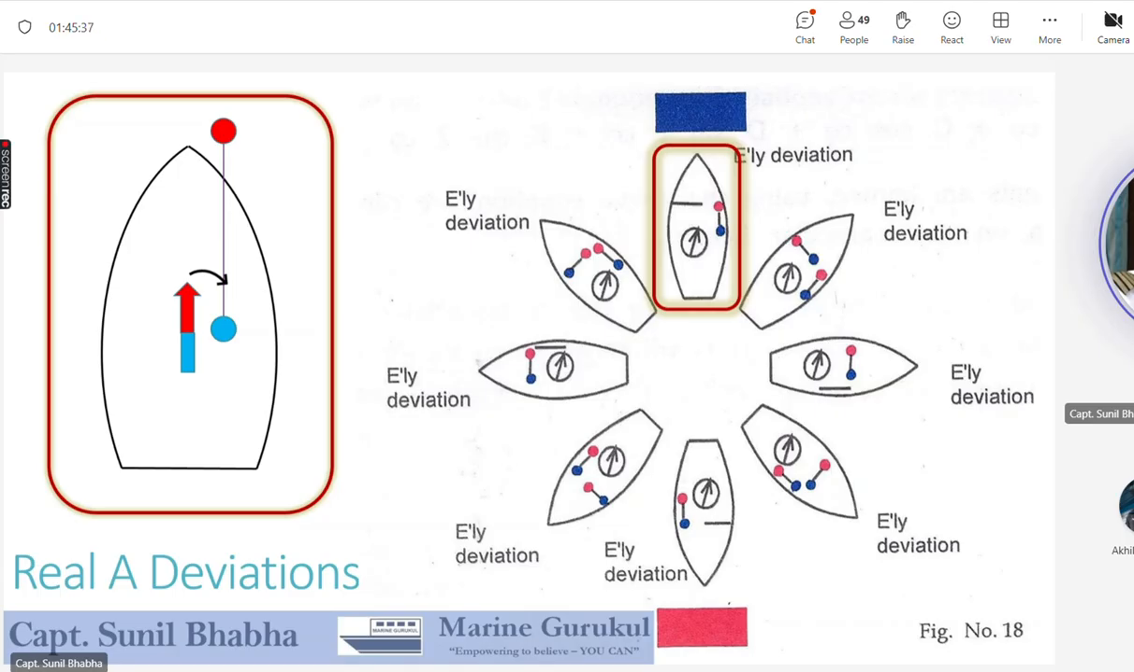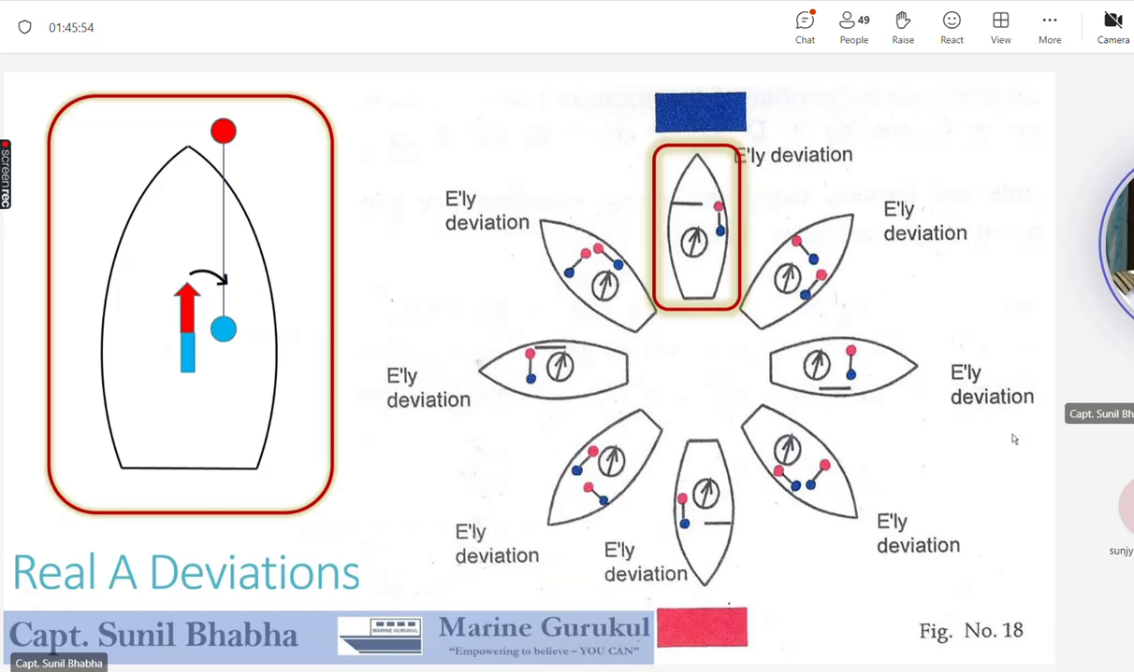There are total 4 combinations where this is possible. Okay, sir. So the easiest one is just if they ask about real A deviation, then we just pick up this one and draw it. Yeah, exactly, beta. Do that. Okay, okay, sir.